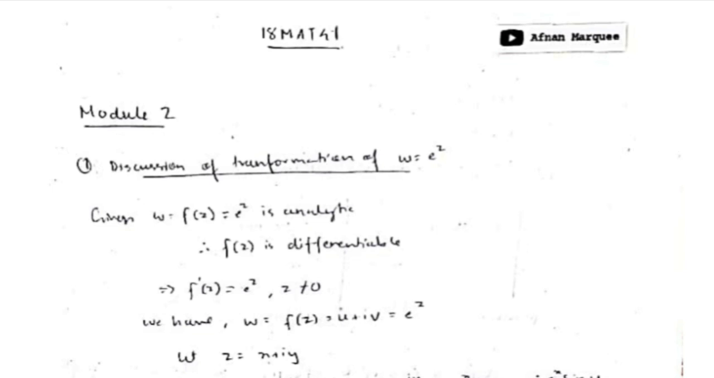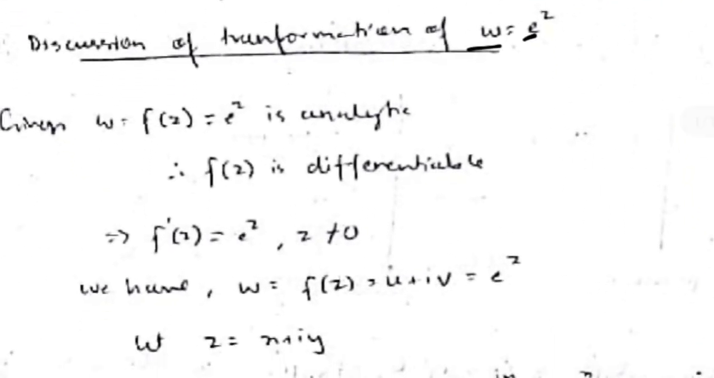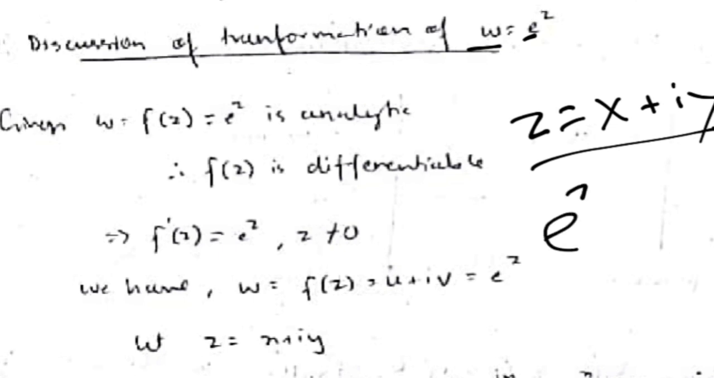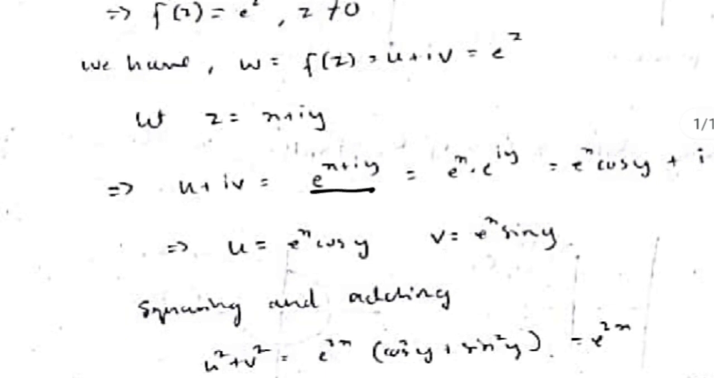Let's move on to the first topic, which is to discuss the transformation w is equal to e power z. This equation is given to us. Firstly, you need to write down what is z. z can be written as x plus iy. So if z is equal to x plus iy, what will be e power z? e power z can be written as e power x plus iy. When you separate it, you will get e power x into e power iy.